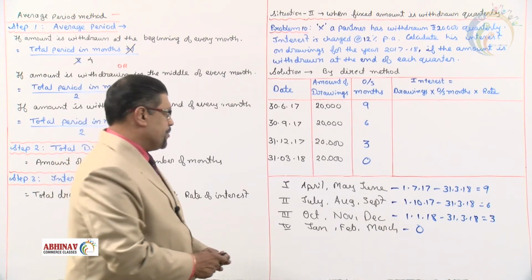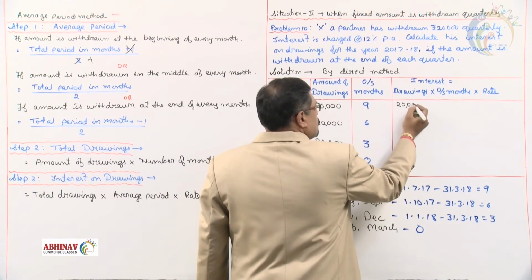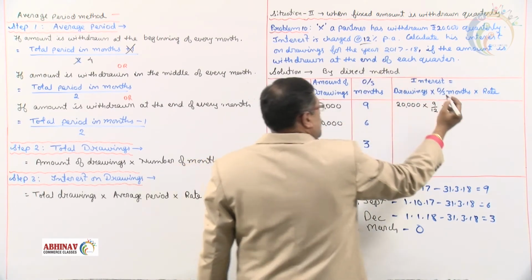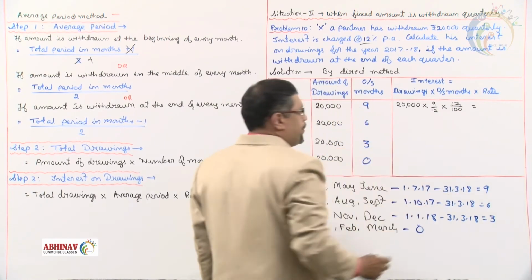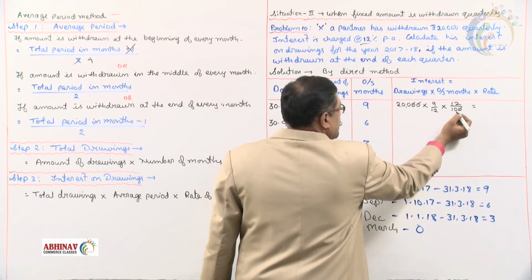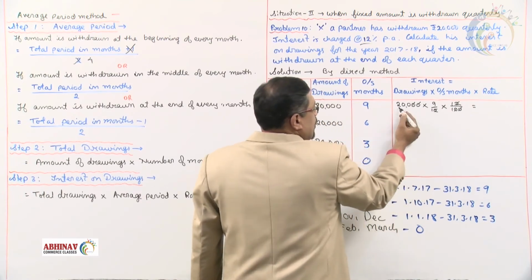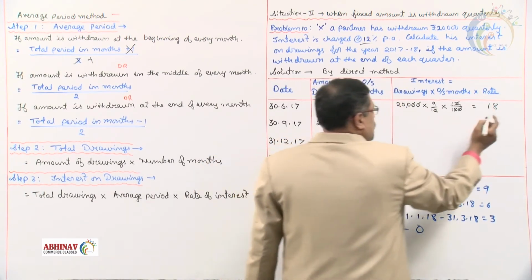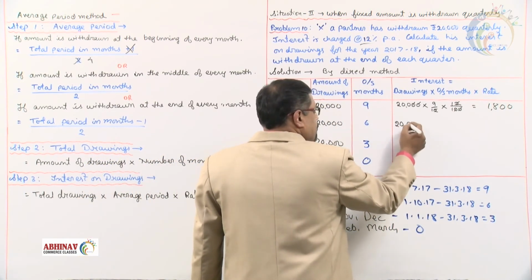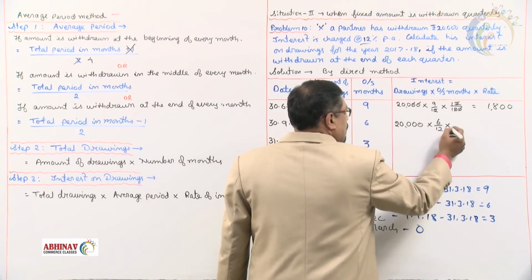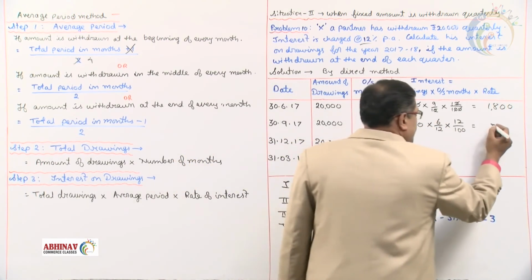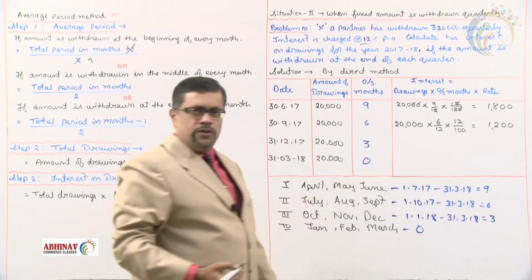Let us calculate the interest. 20,000 into 9 divided by 12 into the rate of interest, 12%, that is 12 divided by 100. The calculation is very simple. 12 will be cancelled, 2 zeros will be cancelled. So when you cancel this 12 and 2 zeros, 9 twos are 18 and these 2 zeros, what we get is 1,800. Next calculation. 20,000 into 6 divided by 12 at 12% interest. Again 12 cancelled, 2 zeros cancelled, 200 into 6. What you get is 1,200.